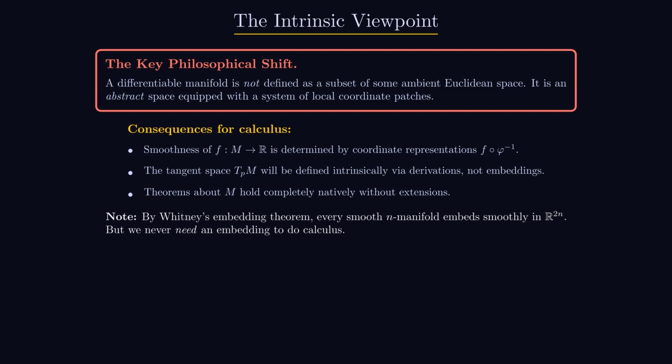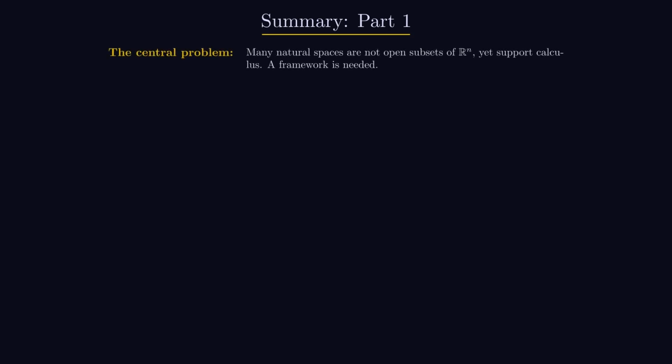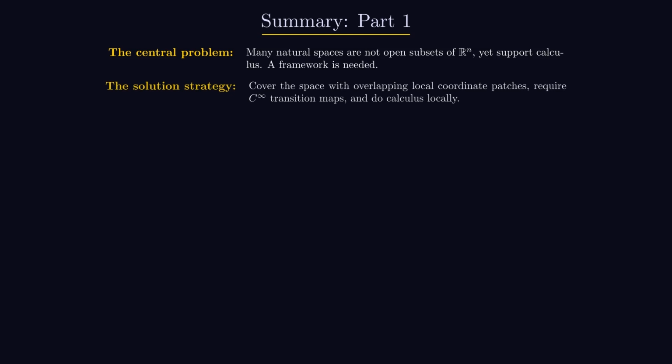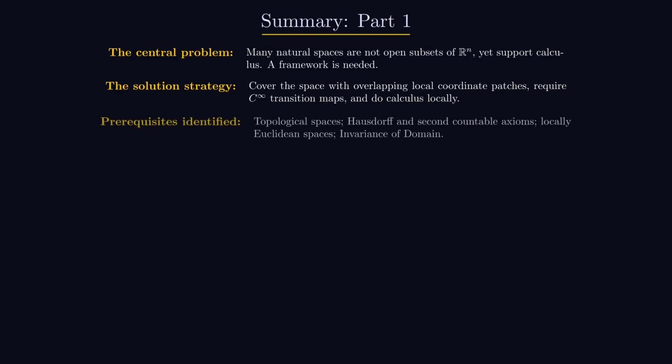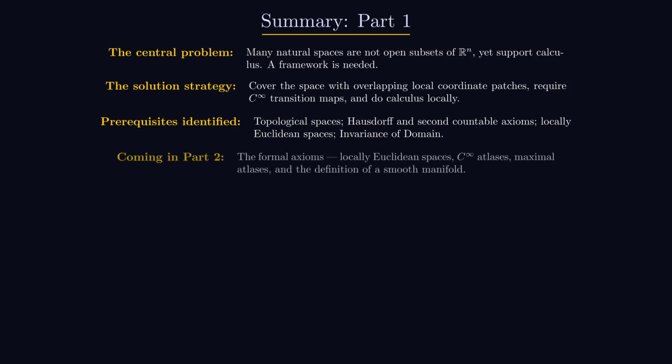Let us summarize everything from part 1. The central problem: many natural spaces, spheres, tori, Lie groups, are not open subsets of R to the n, yet support a full calculus. A rigorous framework is needed. The solution strategy: cover the space with overlapping local coordinate patches, require C-infinity transition maps between them, and do calculus locally in each patch. Prerequisites identified: topological spaces, the Hausdorff and second countable axioms, locally Euclidean spaces, and the invariance of domain theorem. Coming in part 2, the formal definition of a smooth manifold via locally Euclidean spaces, C-infinity atlases, and maximal atlases.